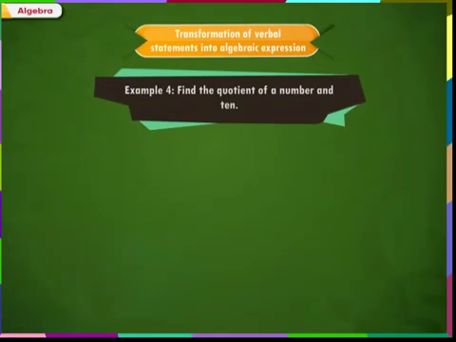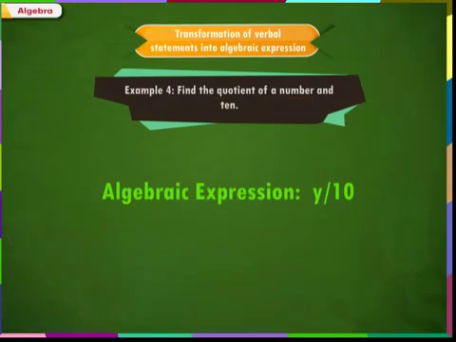Example 4. Find the quotient of a number and 10. In this verbal statement, we see the word quotient, which relates to division. The next word that we see is a number, which we can consider as y. So, we can write the algebraic expression as y divided by 10.